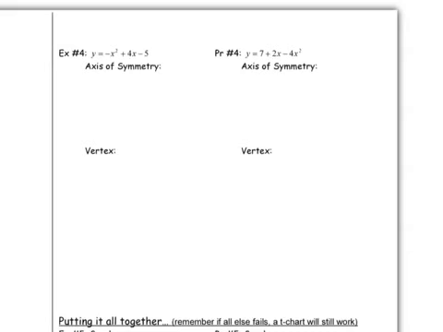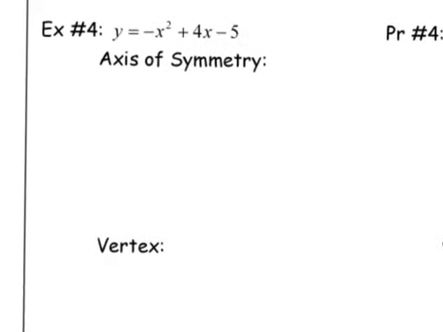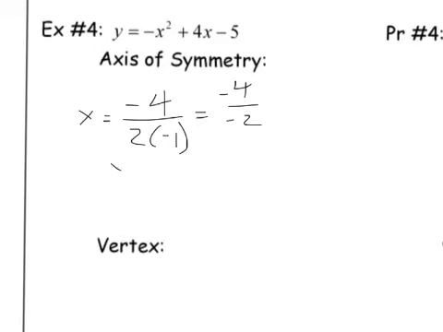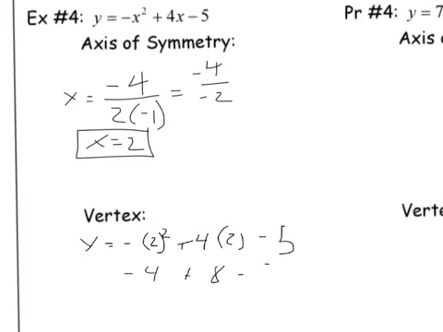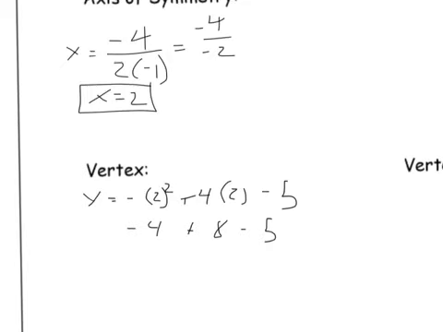Okay, let's try it again here. Negative b, negative 4 over 2 times negative 1. So that's like negative 4 over negative 2, which is just like x equals 2. Plug that into your equation to find the vertex. You end up with y equals negative, just the 2 is squared, plus 4 times 2, minus 5. That's negative 4 plus 8 minus 5. And that's y equals negative 1. Therefore, your vertex is at 2, negative 1.